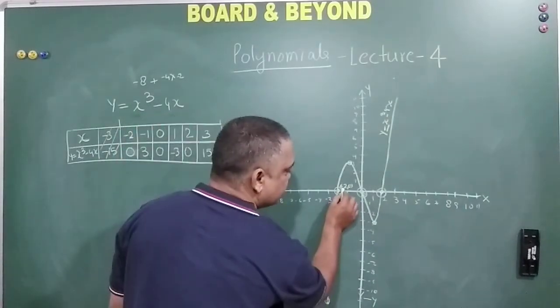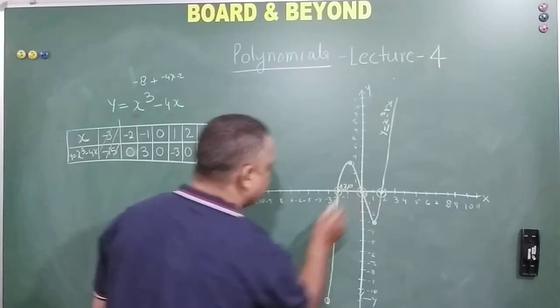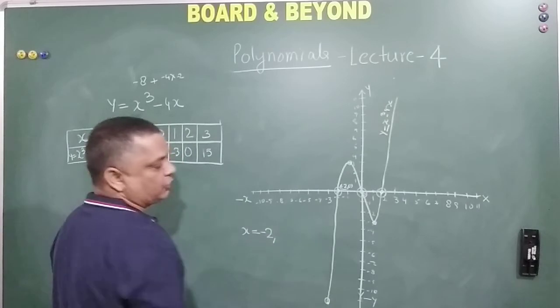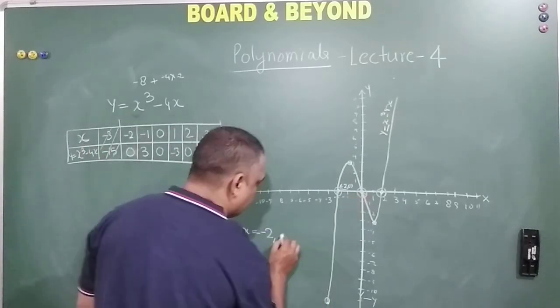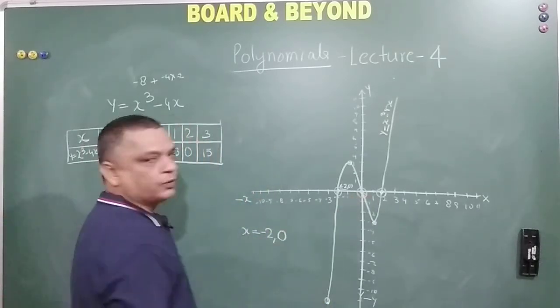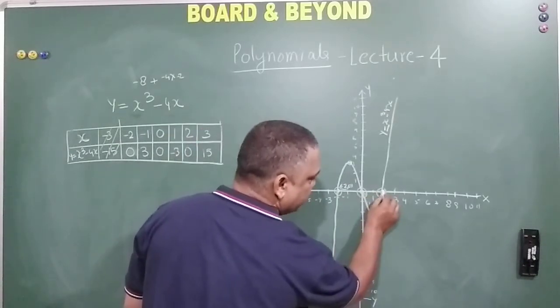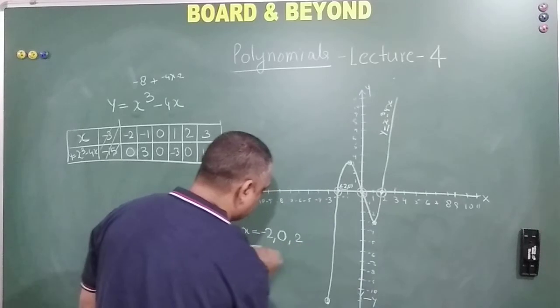So first, the first coordinate is minus 2. So x is equal to minus 2 is one of the solutions. Now x is equal to 0. X is equal to 0 is another solution. Now x is equal to 2 here, right? X is equal to 2 here, right? So x is equal to 2 is another solution.